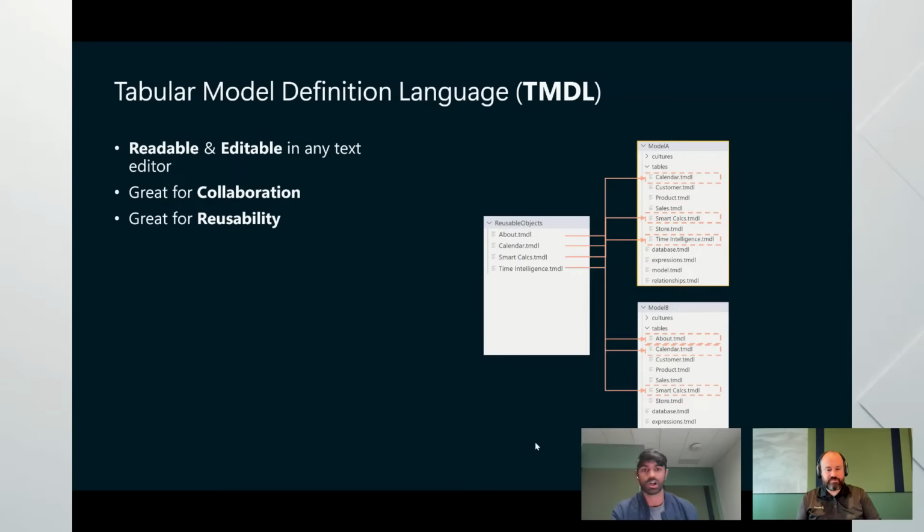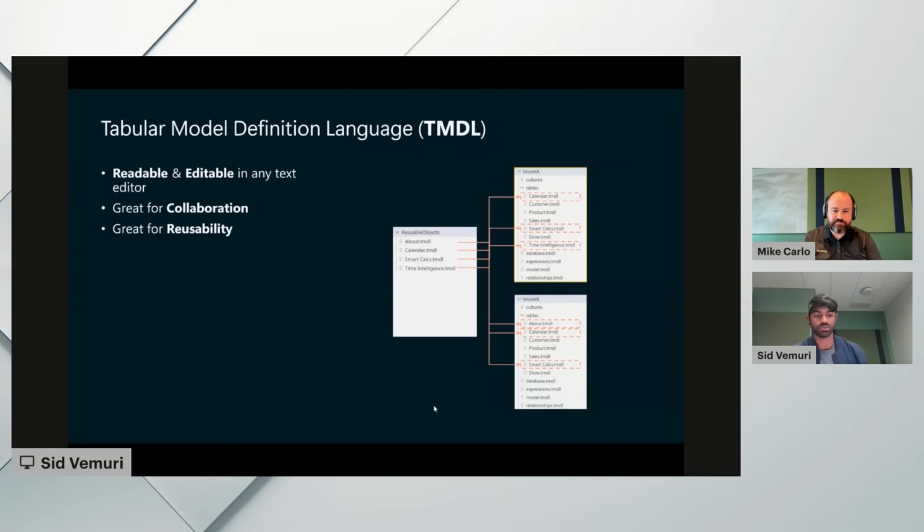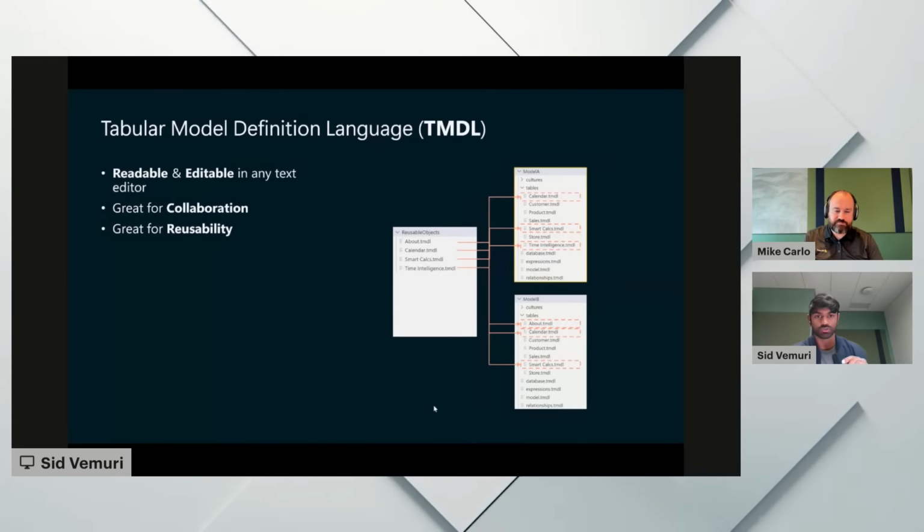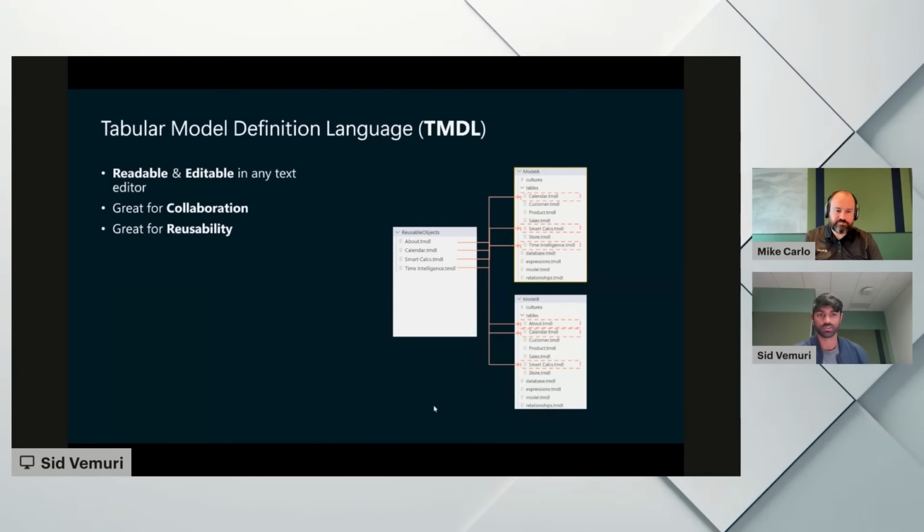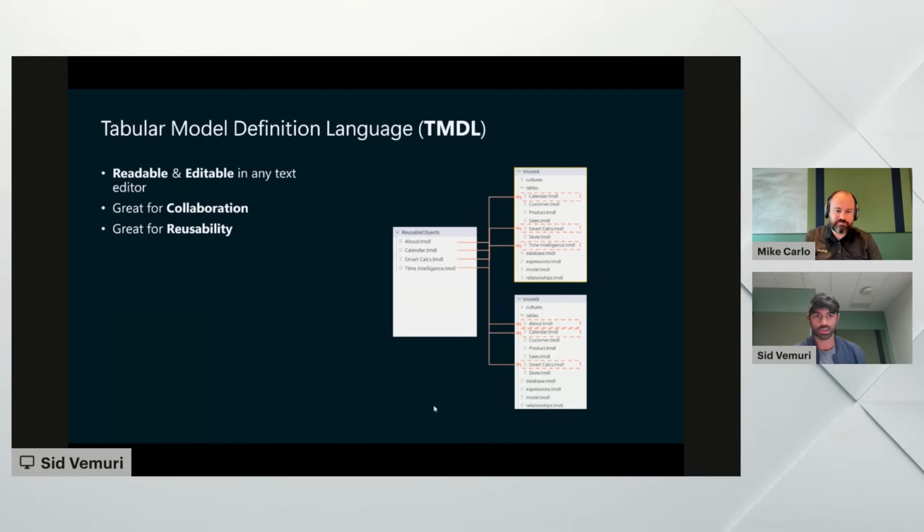So you can have your reusable objects, like a calendar or time intelligence, and you can use these standardized across all of your organization's semantic models. You just drag from this, drop it into the current TMDL project that you're working on, and you're good to go. That's what's so cool about this, how reusable it is.